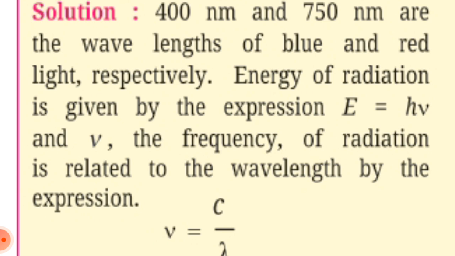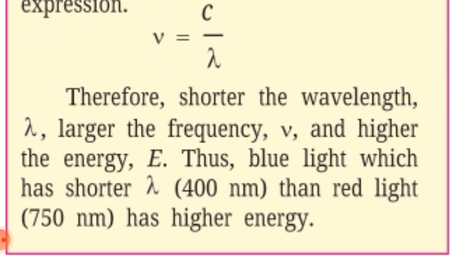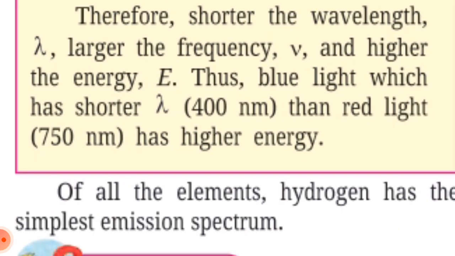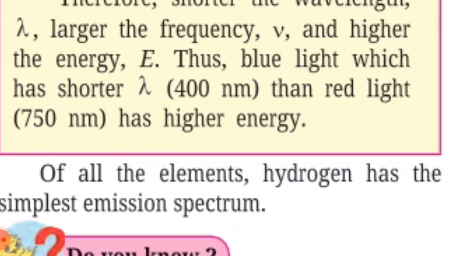Energy of radiation is given by the expression E is equal to h nu, and nu, the frequency of radiation, is related to the wavelength by the expression nu is equal to c upon lambda. Therefore, the shorter the wavelength lambda, the larger the frequency nu, and the higher the energy E. Thus blue light, which has a shorter lambda of 400 nanometer than red light at 750 nanometer, has higher energy.